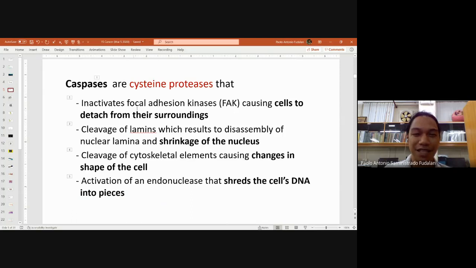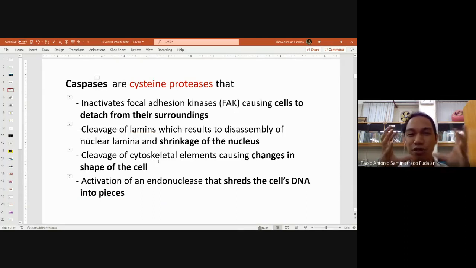And then caspases also cleave the lamins, which make up the nuclear lamina. And take note, if the lamins are destroyed, the nucleus will also be misshapen; it loses its shape. In fact, here it's said the nucleus will shrink in the dying cell. Then there is the cleavage of cytoskeletal elements, so the actin, microtubules and intermediate filaments are going to be cut into pieces.